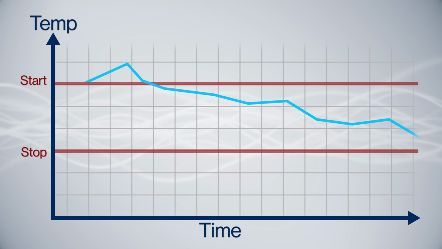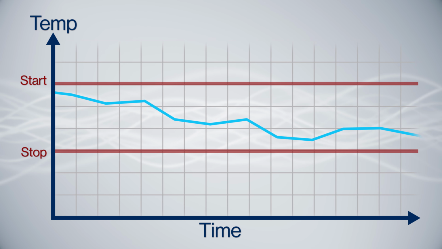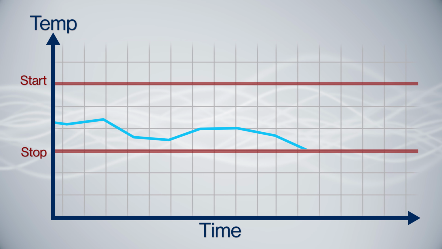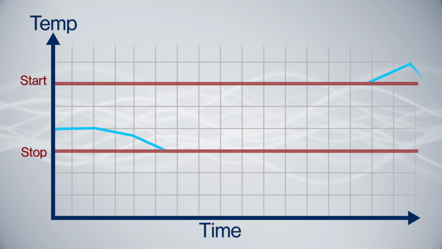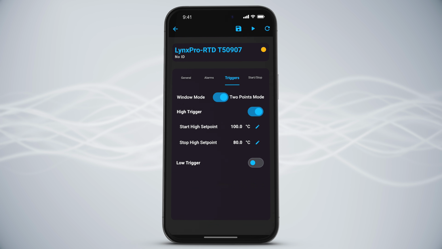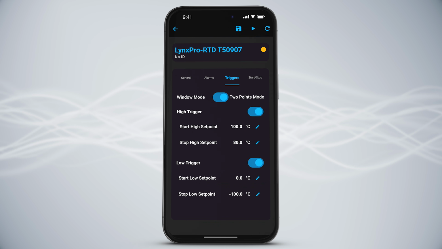The device will continue recording for any amount of time or number of readings until a reading is captured below our stop set point of 80 degrees. Once the device has returned below the stop set point, the logger will await the next threshold breach of 100 degrees before triggering this process to begin again. Just like in window mode, 2-point mode also allows for both high and low triggers to be enabled.